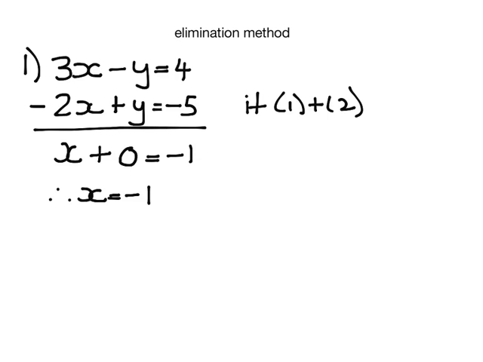which is very wise, because now I can simply substitute back, those of you who are awake. And you could choose any equation. I substitute it back. Minus 2 times minus 1 is 2. Plus y is equal to minus 5.